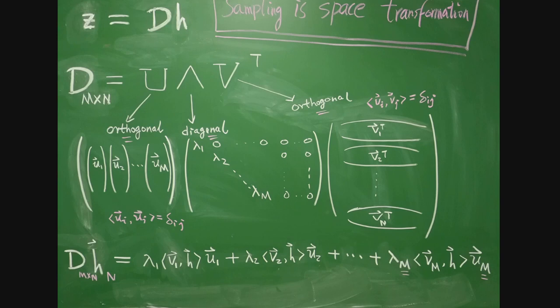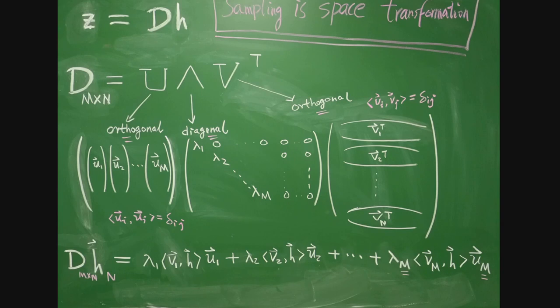I'm a beginner in this compressed sensing field, so I start from the beginning. What's the measurement? We have this vector Z of dimension M equal to the measurement D times H. If you look at it as a kind of singular value decomposition, you find that the measurement is actually very simple. First, project the original vector H onto some orthogonal basis V1, V2, ..., Vn, and you get the coefficients.